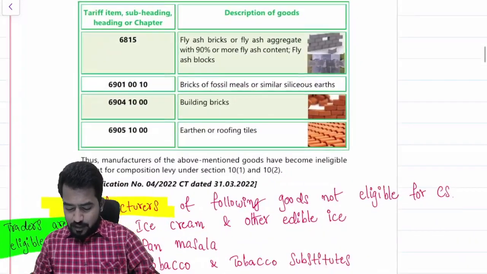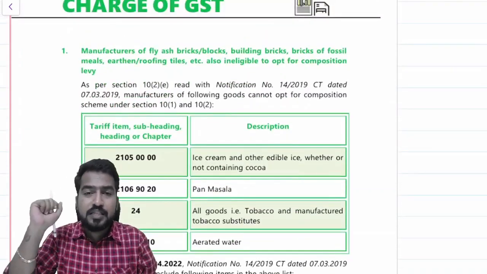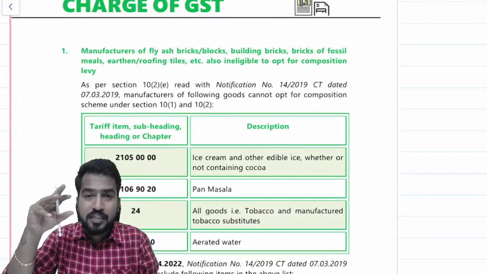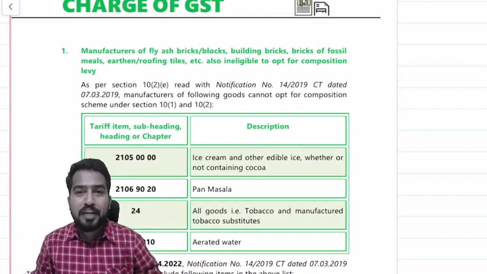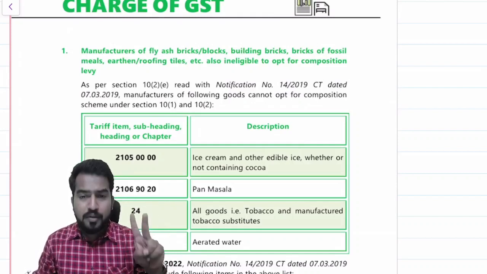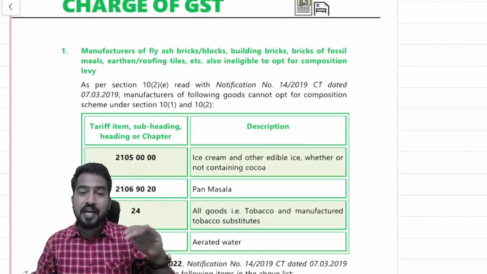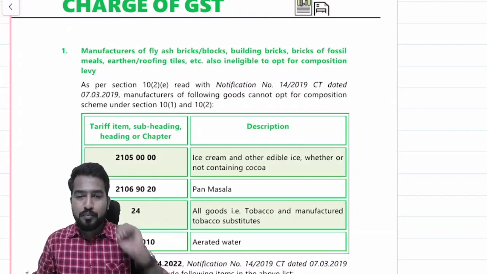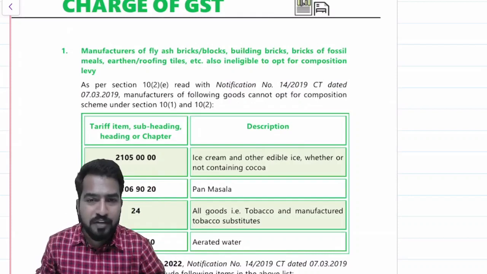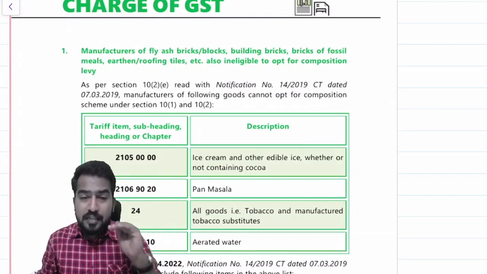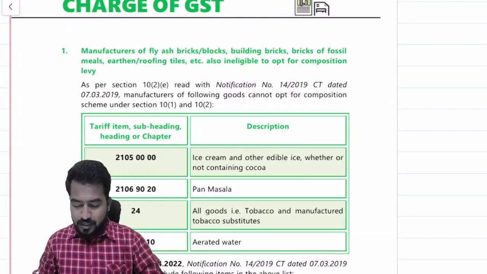What are the amendments? Here, if you remember composition scheme, conditions given for composition scheme, section 10 subsection 2, it is clearly mentioned that manufacturers of ice cream, manufacturers of pan masala, manufacturers of all tobacco and tobacco substitutes and aerated waters, these four manufacturers are not eligible for availing composition scheme benefit, my dear friends. Now, for this list, they have added few more products. That is the amendment here in this particular section, my dear friends.